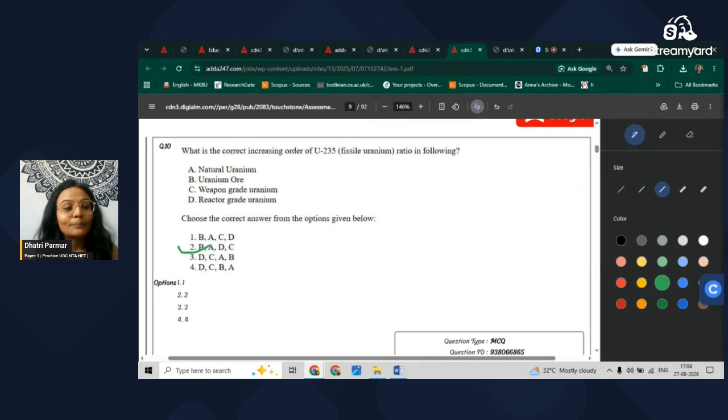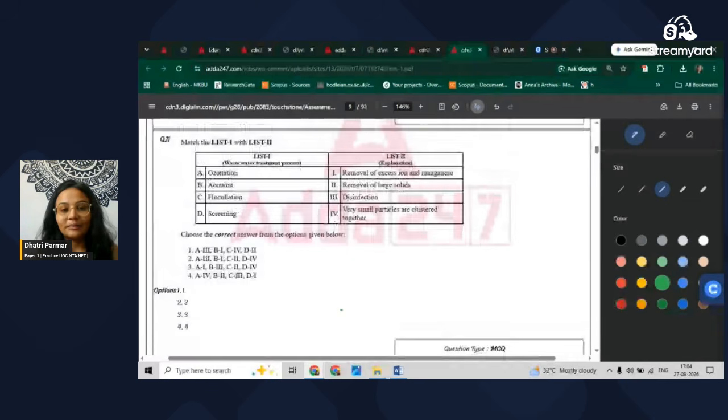And that is starting from uranium ore, followed by natural uranium, followed by reactor grade uranium and weapon grade uranium. So you see, all of them have uranium, but if we are putting it in a chronology in increasing order, then this is going to be the order. So the uranium ore, natural uranium, reactor grade, and weapon grade. That's how.